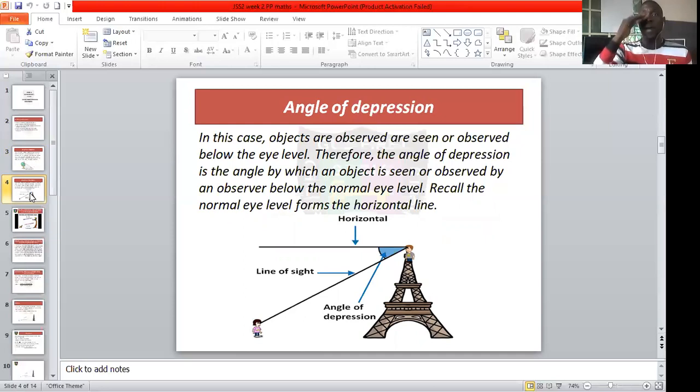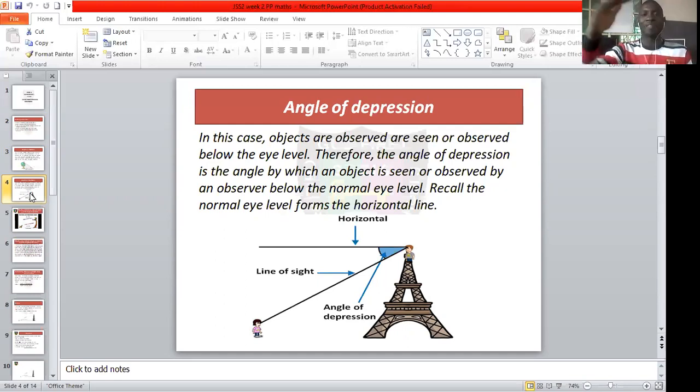We all know the normal eye level is a level at which you look horizontally. You are looking straight. That is the normal eye level. You are not looking upward to make an angle of elevation, or looking downward to make an angle of depression. I believe you understand what I'm saying. Look at the definition here. In this case, objects are seen or observed below the eye level. Therefore, the angle of depression is the angle by which an object is seen or observed by an observer below the normal eye level.